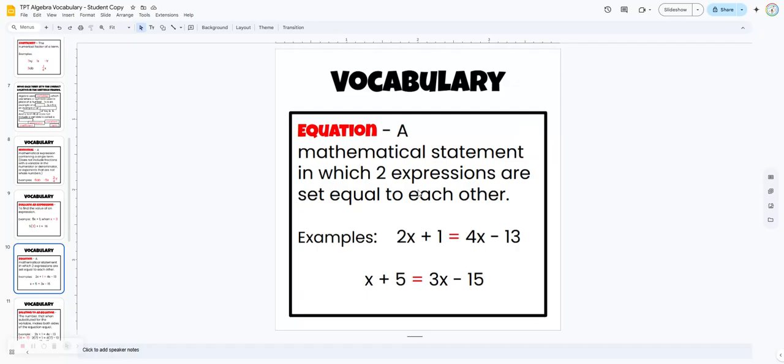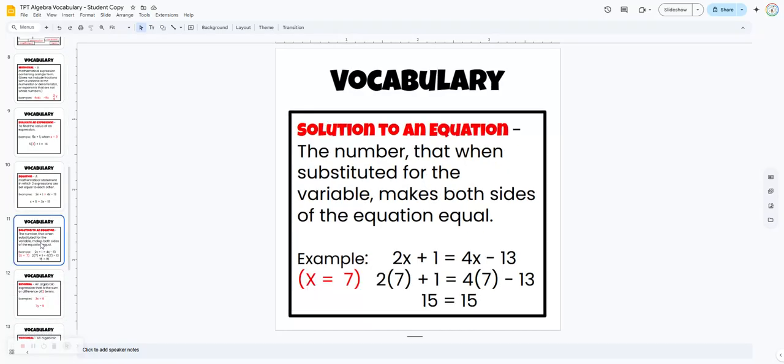Equation is a mathematical statement in which two expressions are set equal to each other. So you're going to see that equal sign. Solution to an equation is the number that when you place it in place of the variable, it makes both sides of the equation equal. So we know 7 is the solution here. X equals 7.